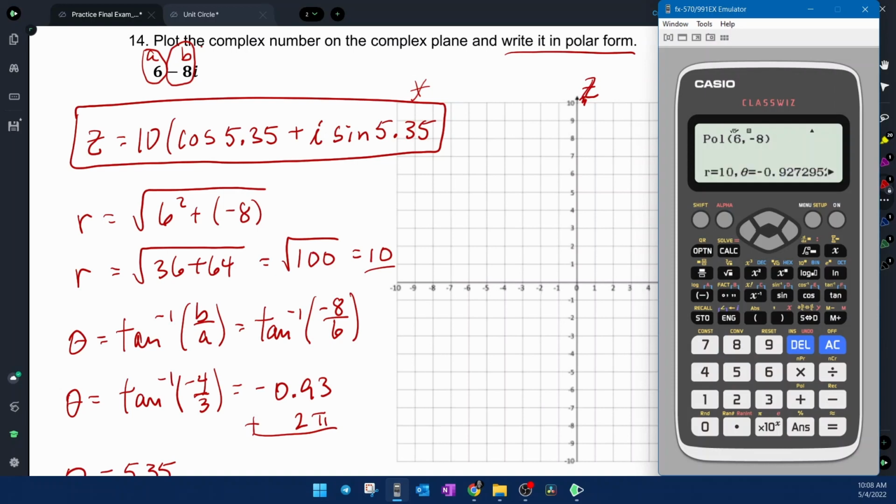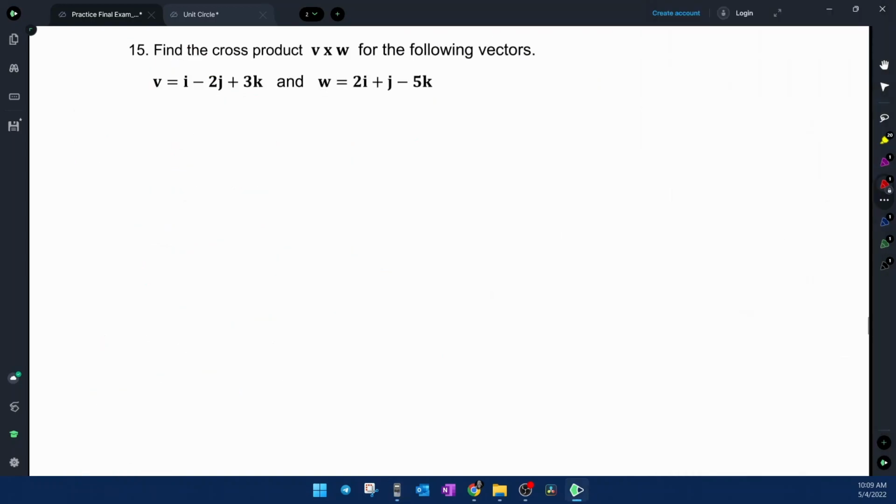Notice that is going to give you the radius and the angle we asked for, which also means if you need degrees, you can simply go Shift Menu, change your angle input to degrees, and hit equals again, and it's going to give you the degree angle this time. So again, that's just a special treat for you guys using the ClassWiz. You are going to have to show all your work, but at least you can check it pretty quickly with your calculator. Number 15, they want us to find the cross product.